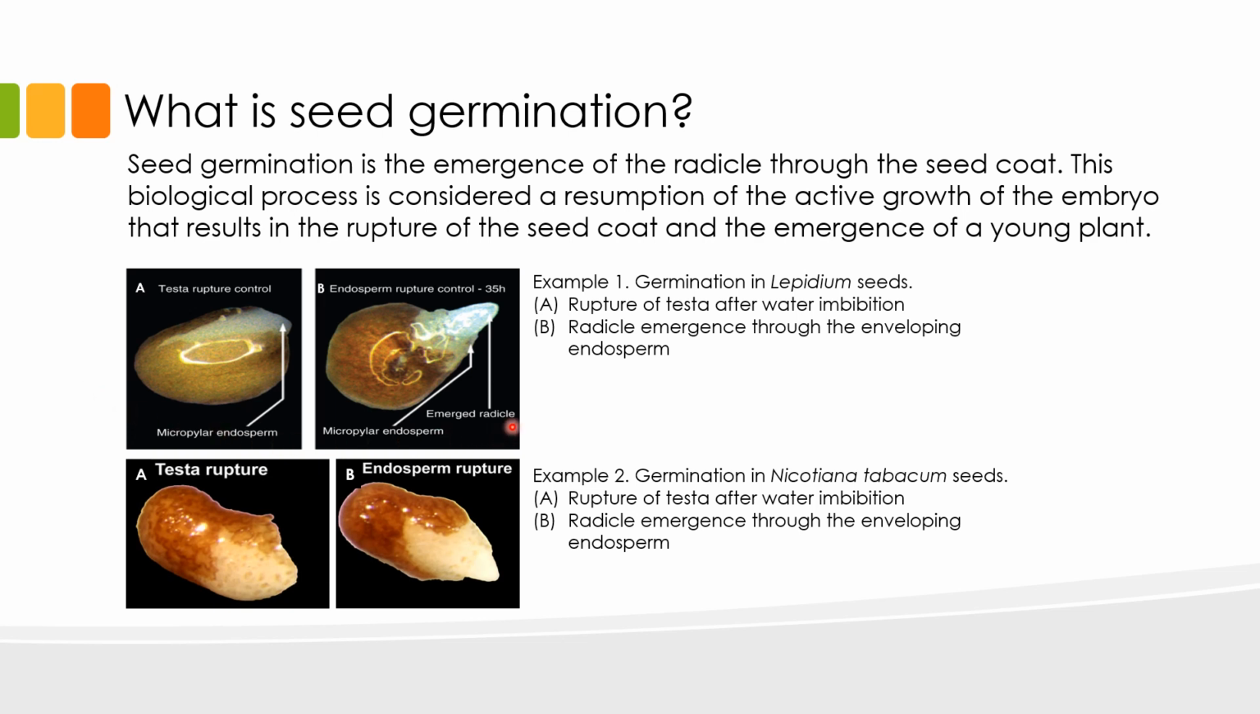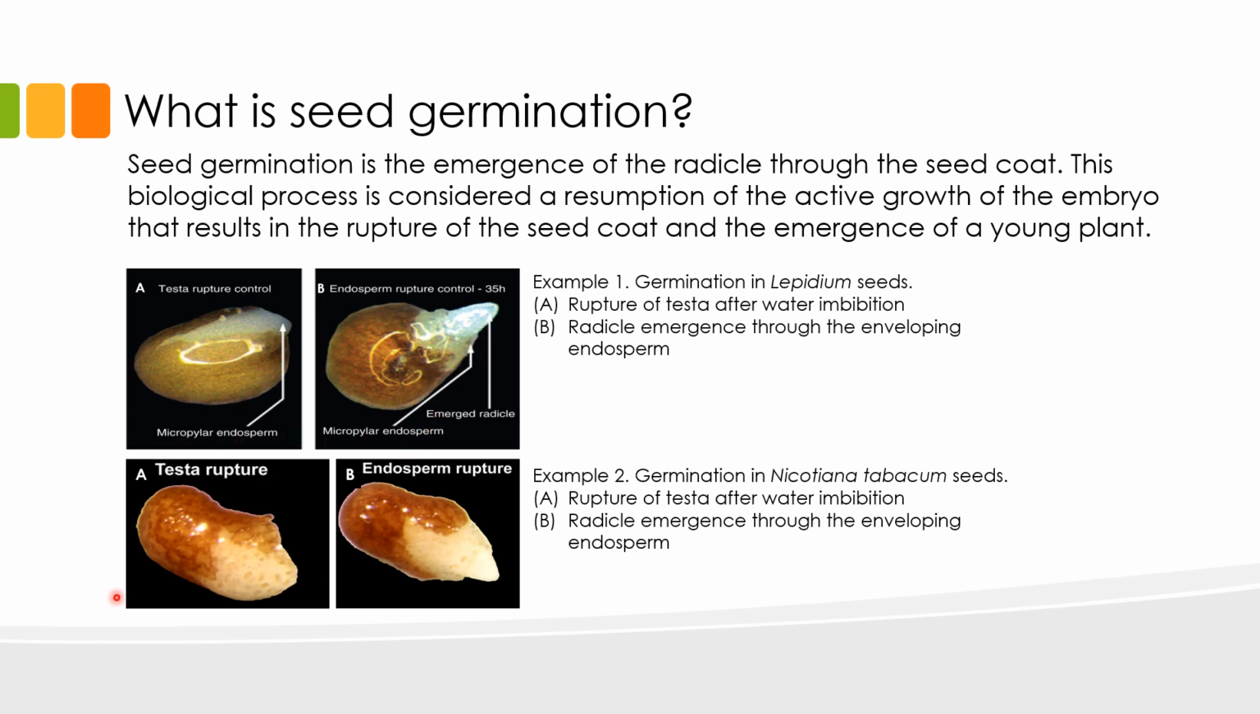These pictures show observable changes in the overall morphology of lepidium seeds during germination. Panel A shows the rupture or breakage in the seed coat after the mature seed takes in water in a process known as water imbibition. The white portion that you see here is the exposed endosperm due to the break in the seed coat. In panel B, we can see the radicle emerging from the seed.